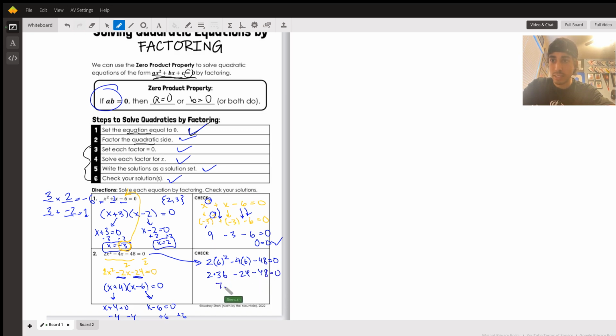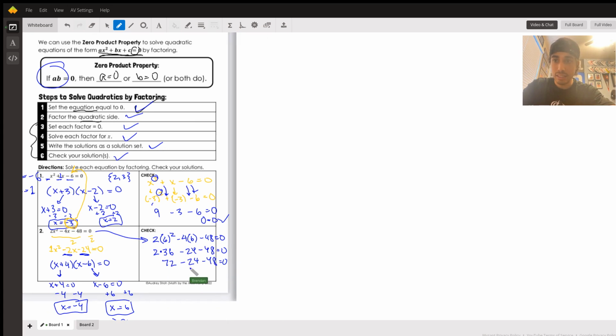2 times 36 is 72. And if you want to grab your calculators, you can check that. Sure enough, this stuff is equal to 0. So we get 0 equals 0. That's true. So the check works.